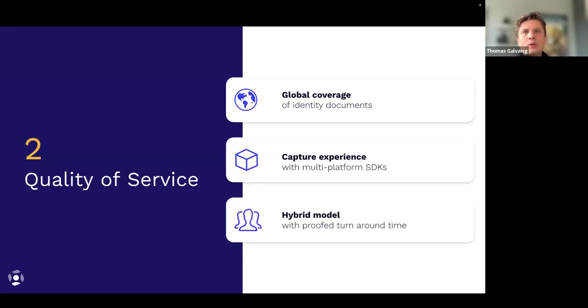Then, overall turnaround time and approval rates. Automatic processing based on artificial intelligence is great, but providers have to define the right threshold. If the system is restrictive, you will catch fraudsters, but also legitimate persons. If it's too lax, it will let many fraudsters pass. That's why a hybrid solution provides the best approach. But only if your provider has enough trained analysts to guarantee a quick and consistent turnaround time.